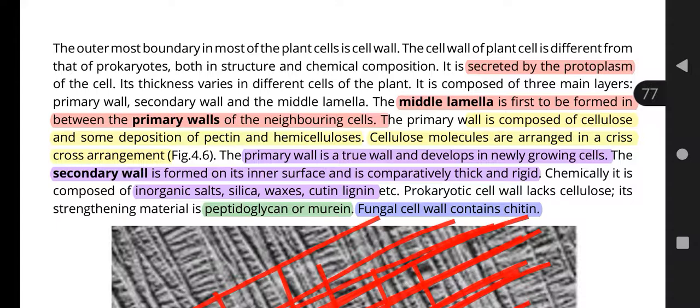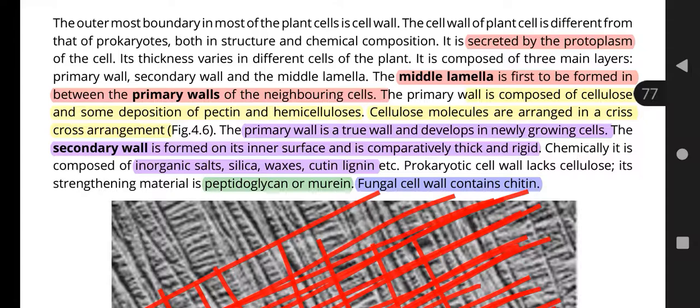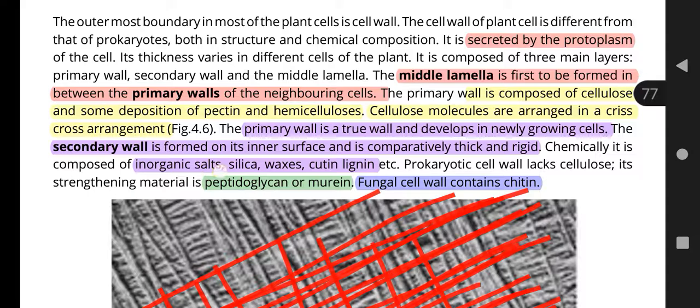And the middle lamella is between the cells, and the third one is the secondary cell wall that is formed on its inner side. As we can see in the diagram in detail, the secondary cell wall is present inside the primary cell wall. It is comparatively thick and rigid, and composed of many inorganic salts, silica, suberin and cutin, lignin, etc. So you can see the composition of primary and secondary cell wall are different. So let's start with the reading.